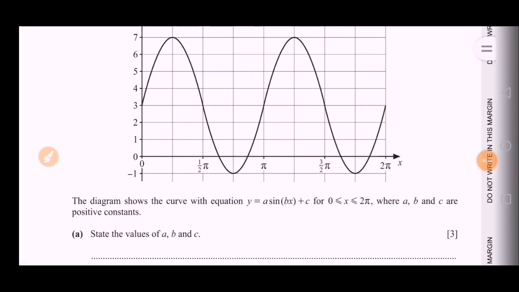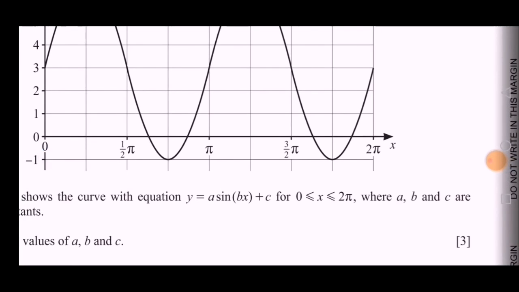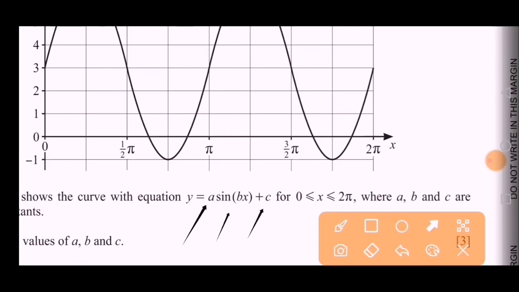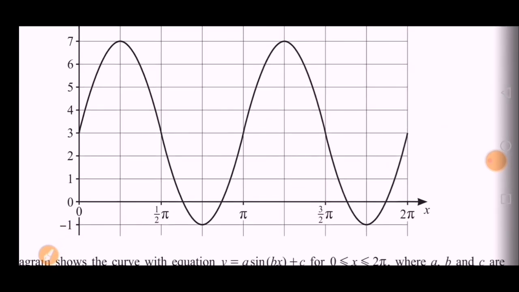Right, okay, with this question number 1, asking us to find the value of A, B, and C. A is right here, A is right there, B and C. How do we find those values? Those values are easy to find. All we do is to look at the graph. Now I want you to note something here.